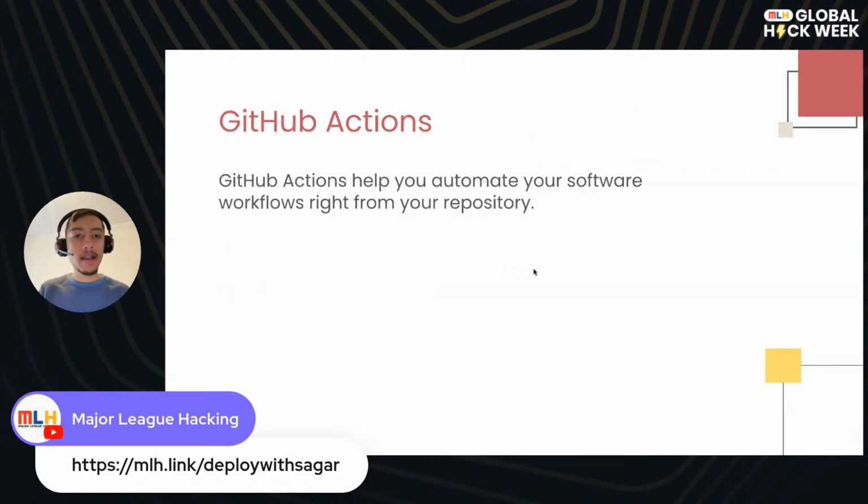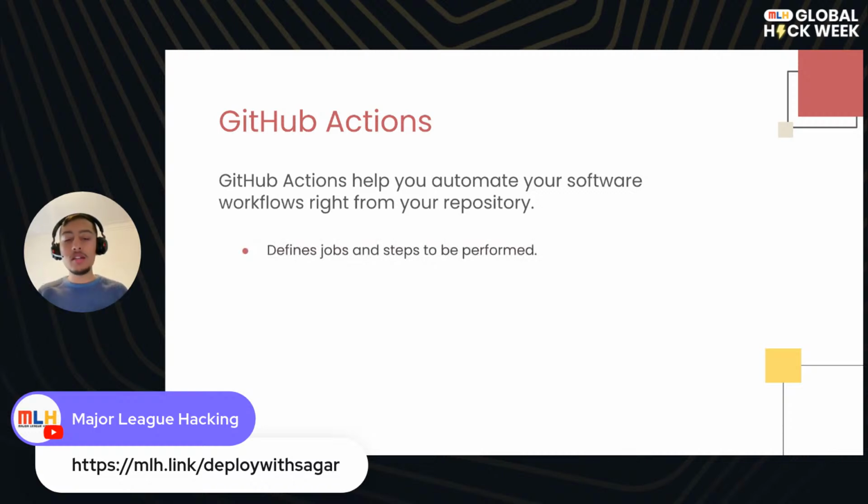Next up, we have GitHub Actions. And this is a tool which is built into GitHub. So if you have a GitHub account and a GitHub repo which hosts your code, you already have access to GitHub Actions. You just need to set it up. It's a tool which helps you to automate your software workflows right from your code repository, right?